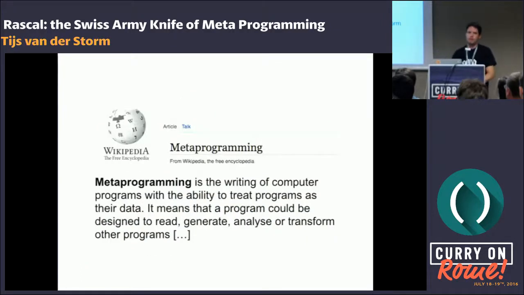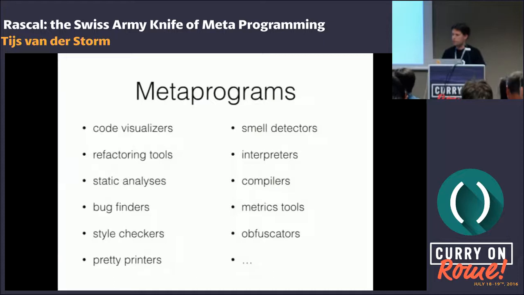If you look at metaprogramming on Wikipedia, it actually has a quite nice, quite general definition. It's basically programs that consume, process, or analyze and maybe produce other programs. So it's really just programs where some kind of code goes in and something else comes out, and sometimes this is also code. These things are quite well known within software development. You probably are all using meta programs. We can think of code visualizers, refactoring tools, but also smell detectors or compilers, interpreters, tools that analyze metrics of other programs, and so on.